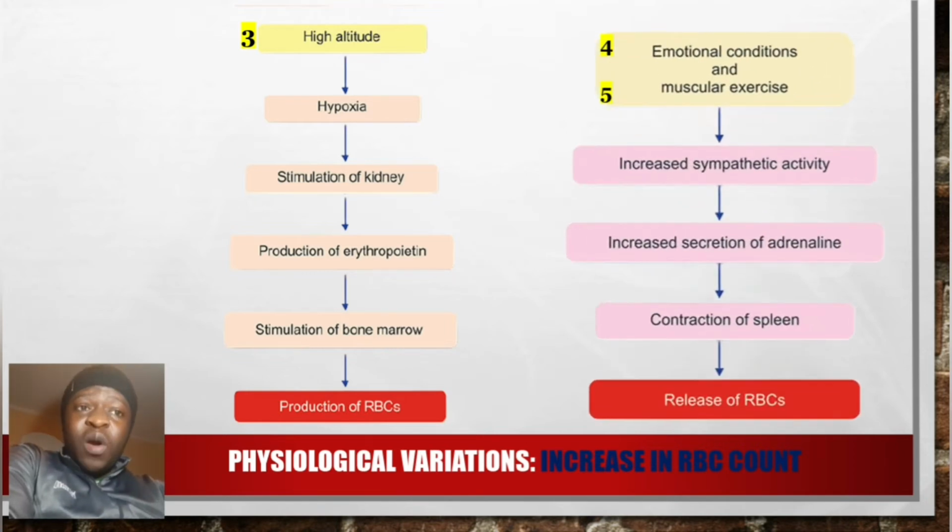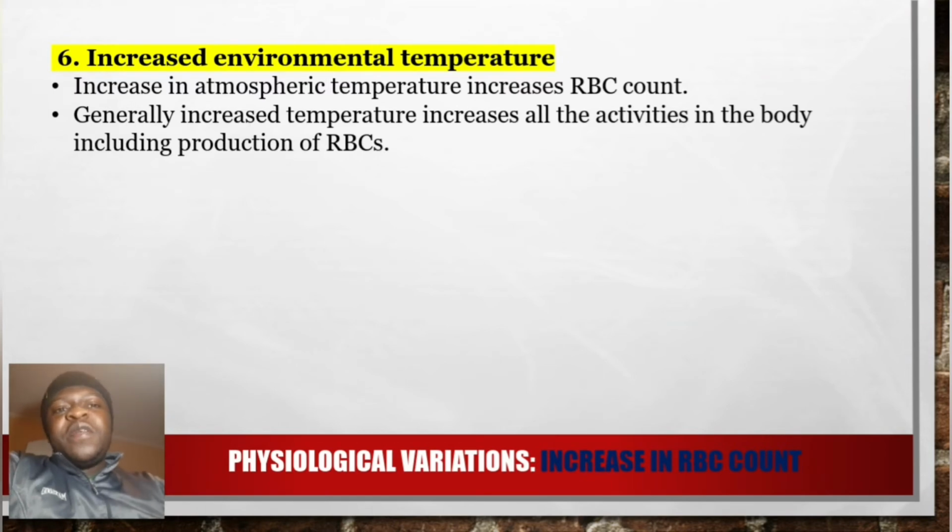We're talking about emotional conditions and muscular exercises. Both these conditions will increase the sympathetic activity. This will increase the secretion of adrenaline, causing contraction of the spleen, right? So the spleen normally stores a lot of RBCs. Because of emotional conditions like anxiety, for example, or muscular exercise, the spleen will release the RBCs, causing a physiological increase in the RBCs.